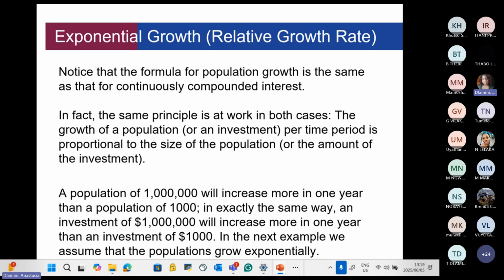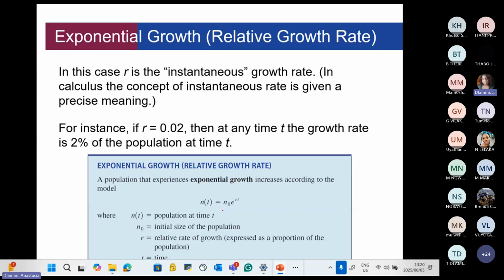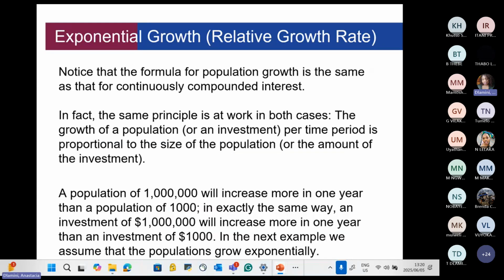Now they say, notice that the formula for the population growth is the same as the continuous compound interest formula. Did you notice that, guys? You see, it's the same. Notice that the formula for the population growth is the same as the continuous compound interest. In fact, the same principle is at work in both cases. The growth of a population or an investment per time period is proportional to the size of the population.